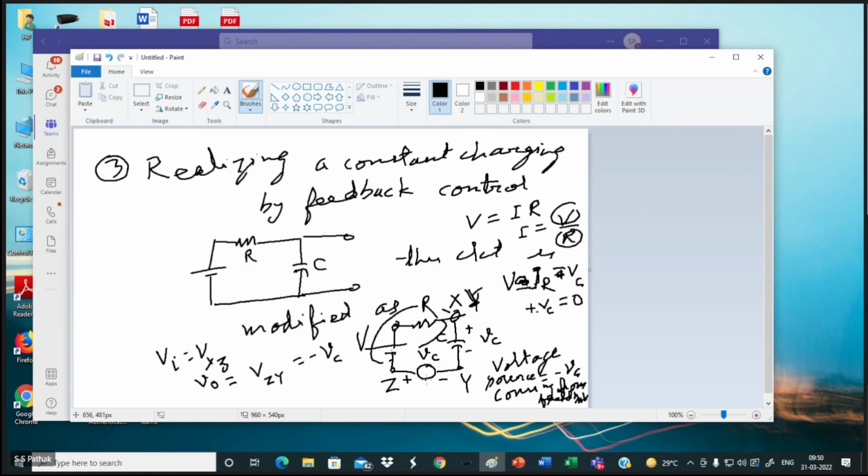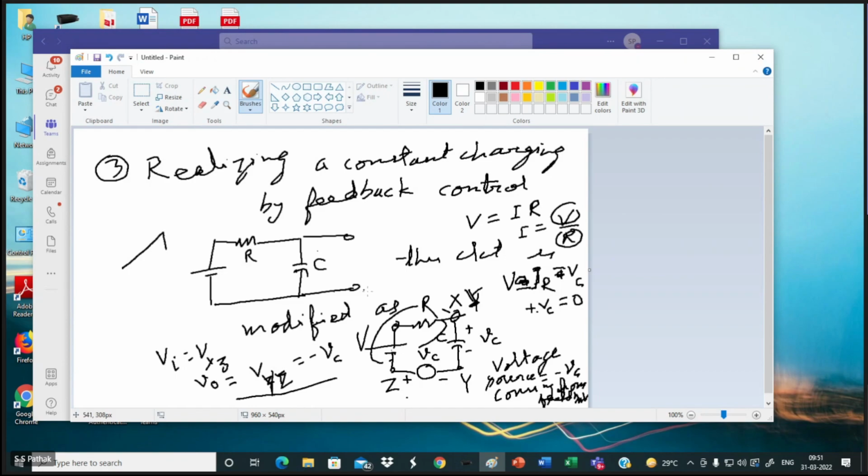But at the output what am I getting? The negative of that. The sweep will be negative. If I am taking output between Z and Y, Z is ground. Remember, Z is ground. V naught is VYZ. Z is ground, so VY will be minus VC. So this is the way we have got it. The current charging the capacitor will be this, so the capacitor will be charged. This is the voltage across the capacitor.